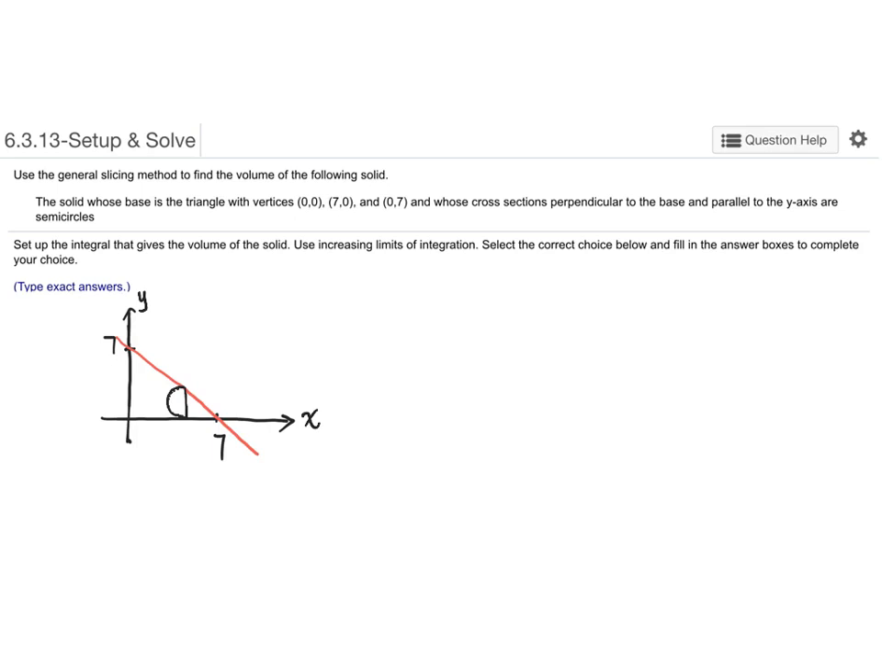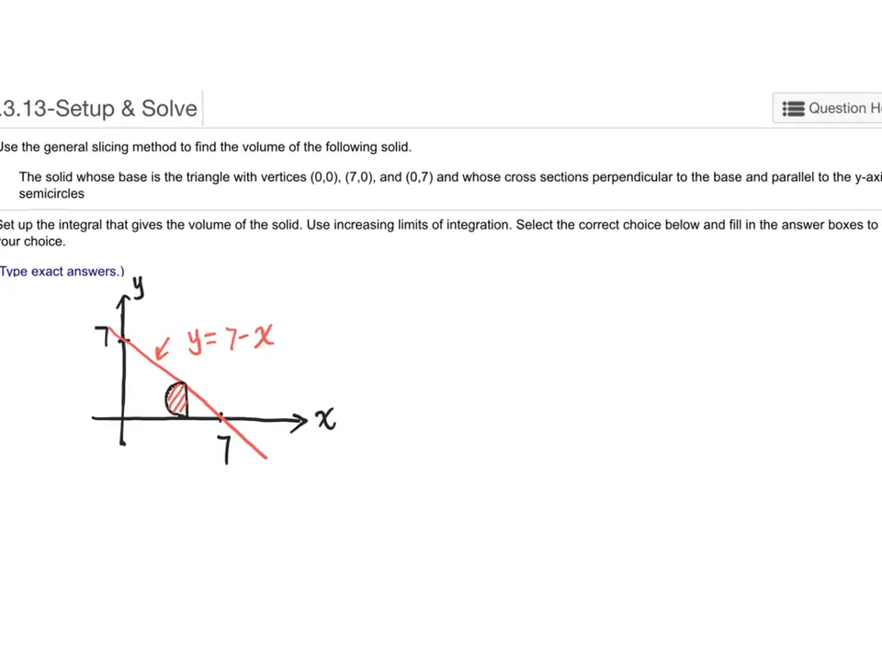First of all, without much trouble, we can find the equation of the line, which is y equals negative x plus 7, or 7 minus x. You can double check that. Now, the next thing that we need is to find the cross-sectional area.